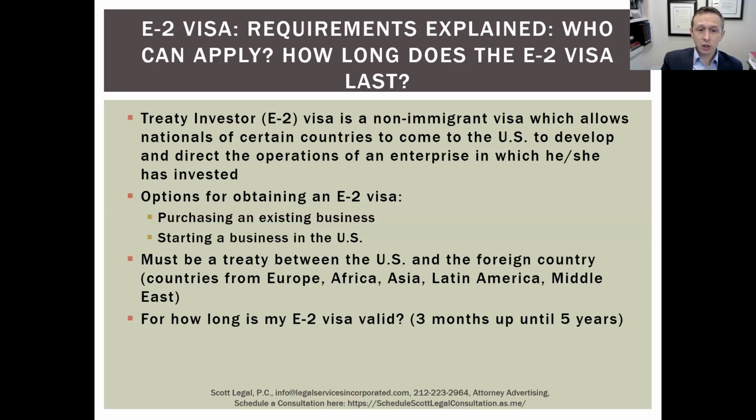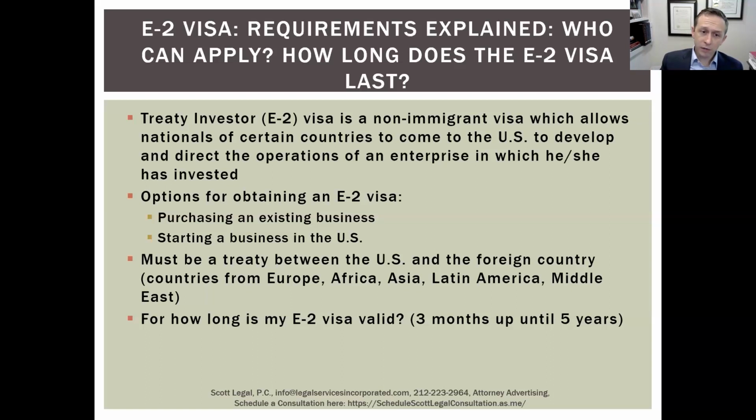So what you want to do is Google US Department of State reciprocity, and you can click on your country of nationality. Again, that's the passport you're applying on, and you'll see how long the E2 visa can be granted for. So it's a maximum of 5 years, a minimum of 3 months. That would apply to, say, Bangladesh. And it really is dependent on the nationality.